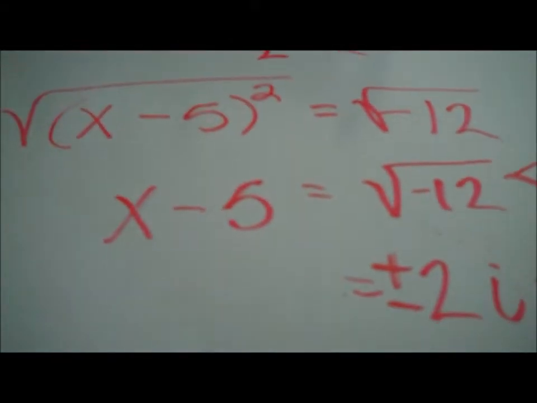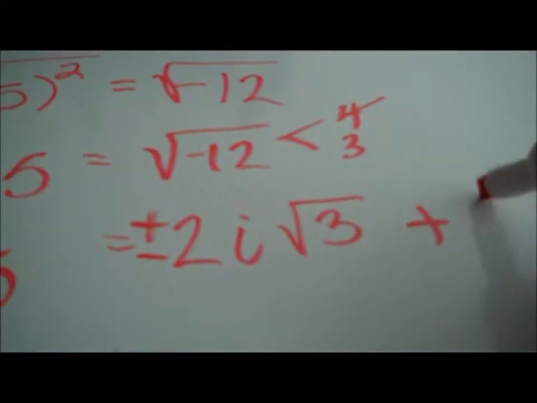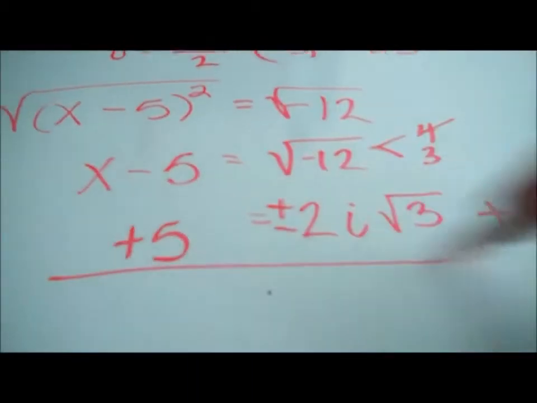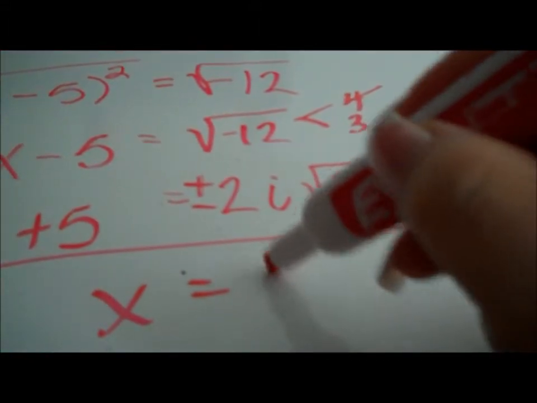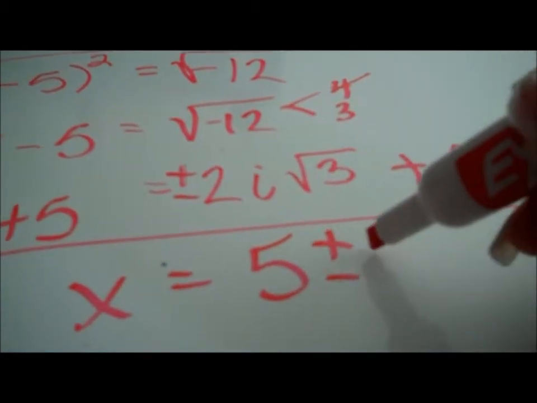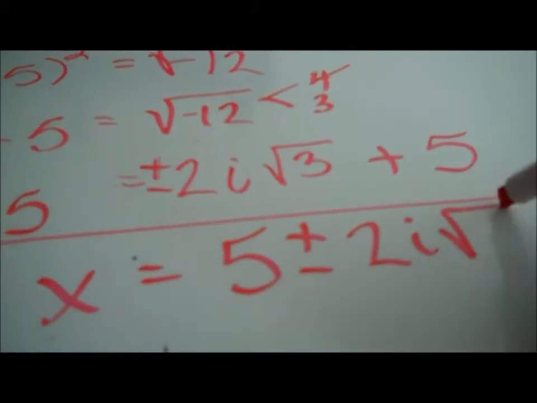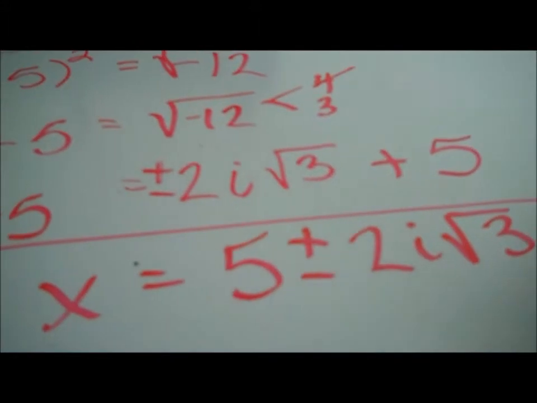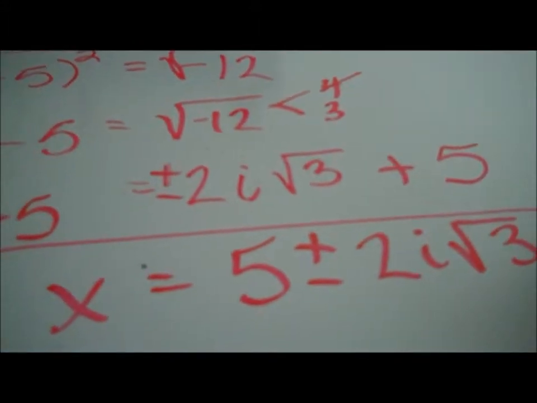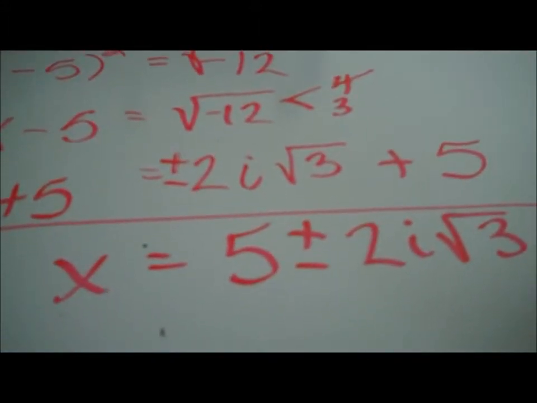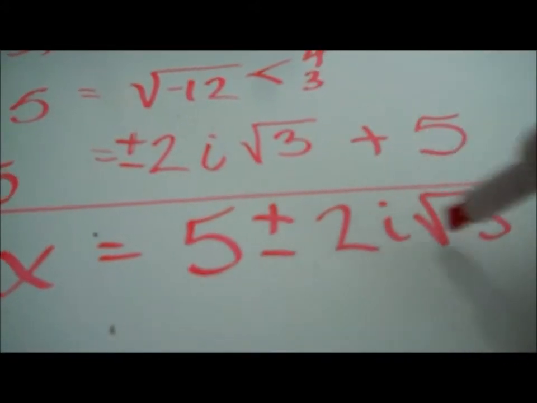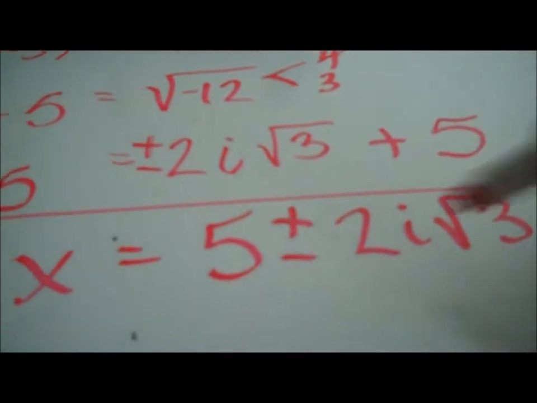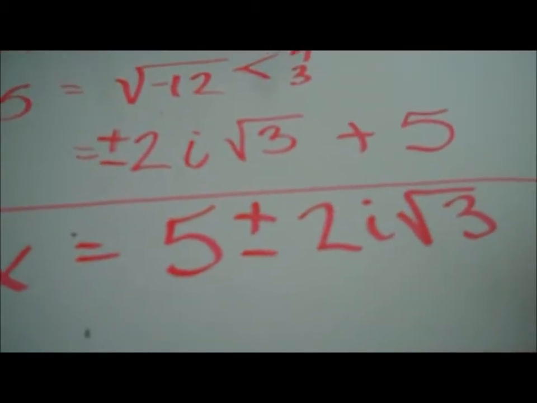And then to finish this off, we would add 5 to both sides to get our final answer of x equals, you could put the 5 out front, 5 plus or minus 2i square root of 3. It's okay to leave it in the tail end also. But in order to get both of our equations, again, you would do one process with 5 plus 2i square root of 3, then 5 minus 2i square root of 3. But since we have an i here, this is good to go.